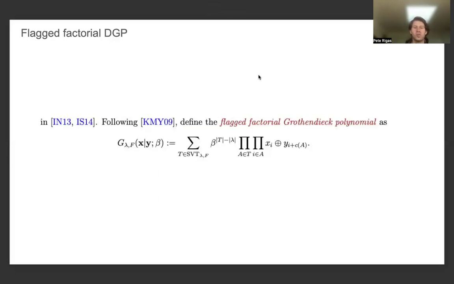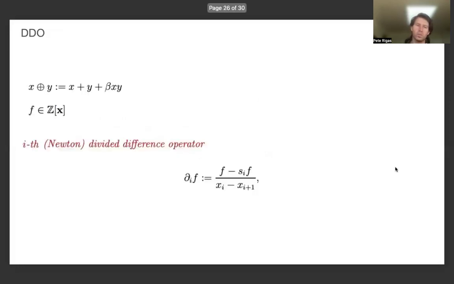And there's also the flagged factorial Grothendieck polynomial, in which we can introduce further modifications to the set-valued tableau shape lambda, as well as introducing a flagging on the set-valued tableau to obtain a different type of Grothendieck polynomial, instead of just a factorial Grothendieck polynomial.